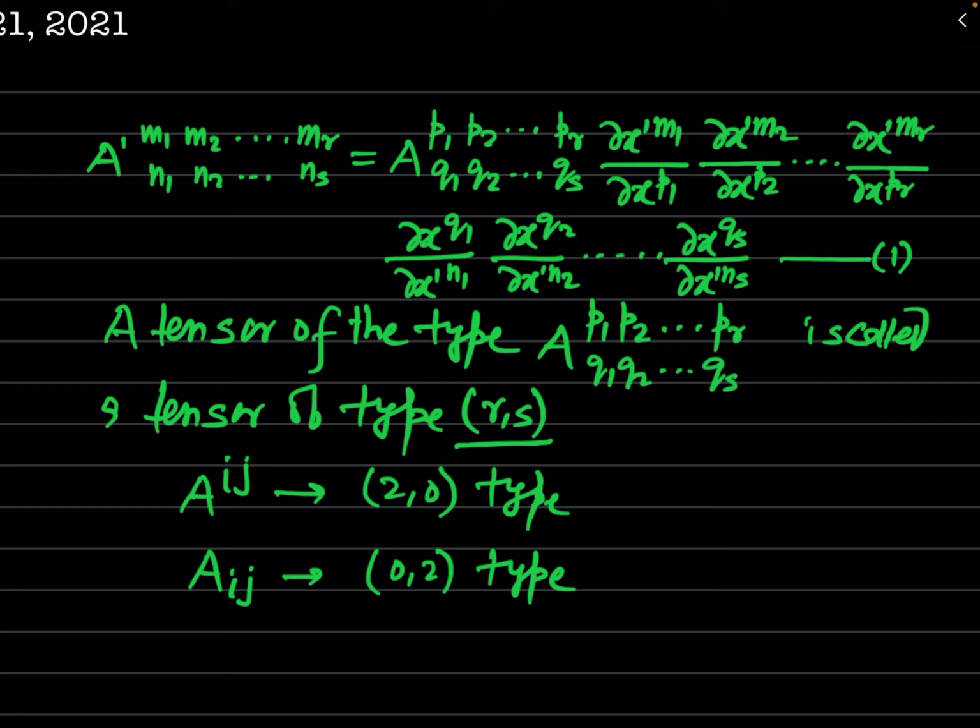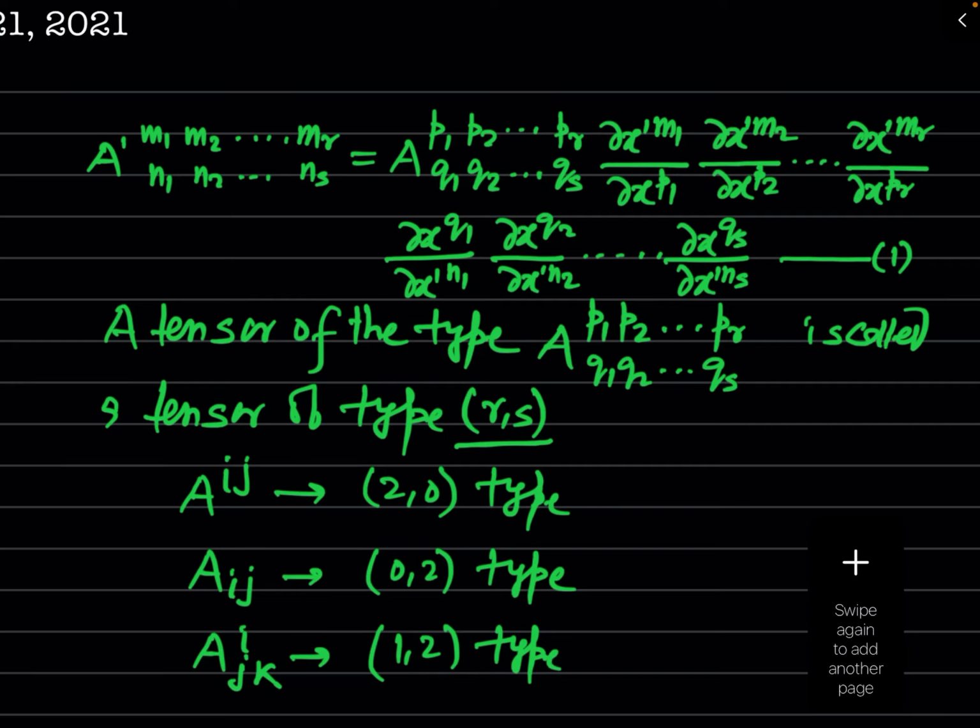So remember this thing. If you take another example, let us say A^i_jk. Here you can see i is the contravariant index and j and k are covariant indices. So you can say that this is a tensor of the type (1, 2), a (1, 2) type tensor. Let us illustrate this idea by a proper example.